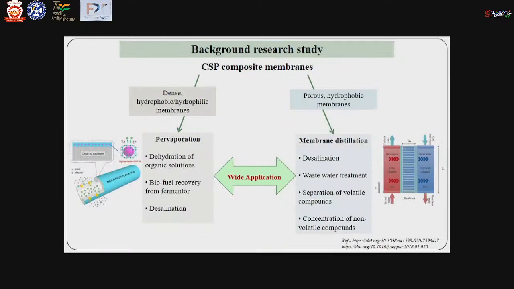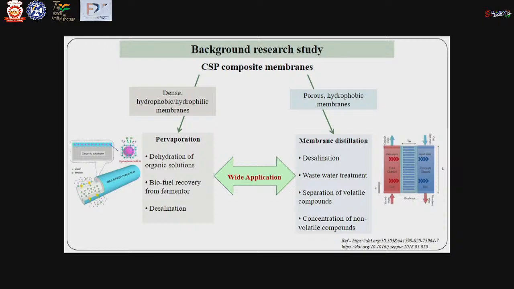The background research states that CSP composite membranes have been widely explored in pervaporation and membrane distillation applications. These two membrane-based applications require high temperature operation, like 70 to 80, maybe 90 degree temperature. In case of pervaporation membranes, what is required is a hydrophobic and dense layer. This hydrophobic dense layer is prepared by fabrication of a polymeric active layer over a porous ceramic substrate. The porous ceramic substrate provides the high temperature stability.